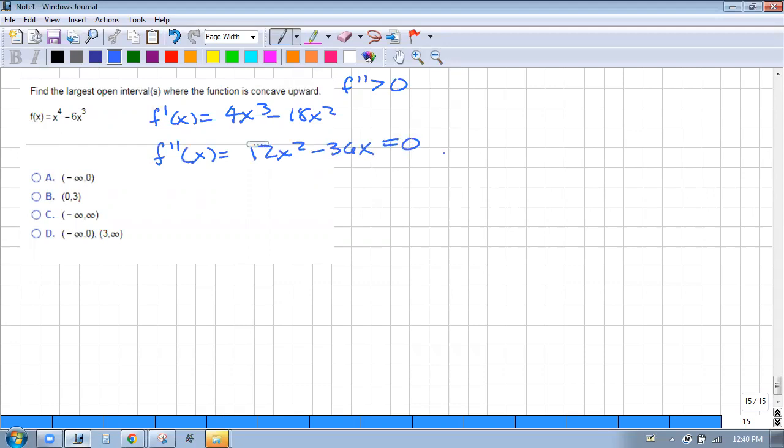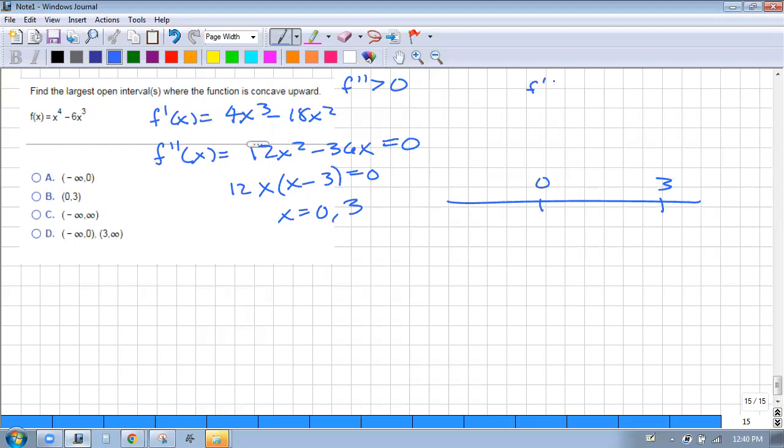So to find out where it's positive, first we'll find out where it's 0, and then we'll test the intervals around that. So if I factor out a 12 here, factor out a 12x, right? This would be an x minus 3. So either x is 0 or 3. So over here at 0 and 3, this is where f double prime is 0, right? So we need to check and find out here, here, and over here. So we need to do 3 test points, right?